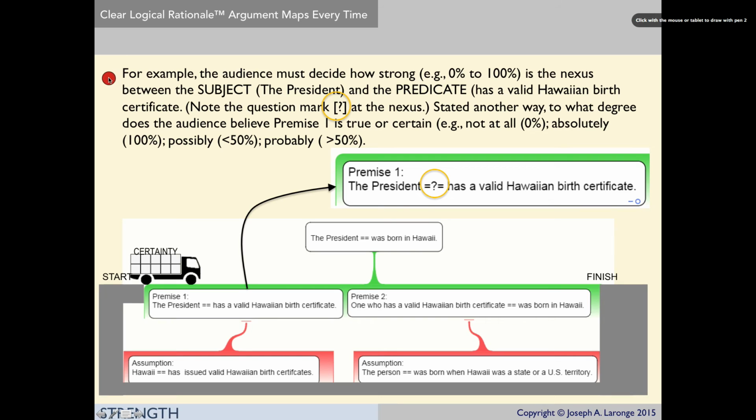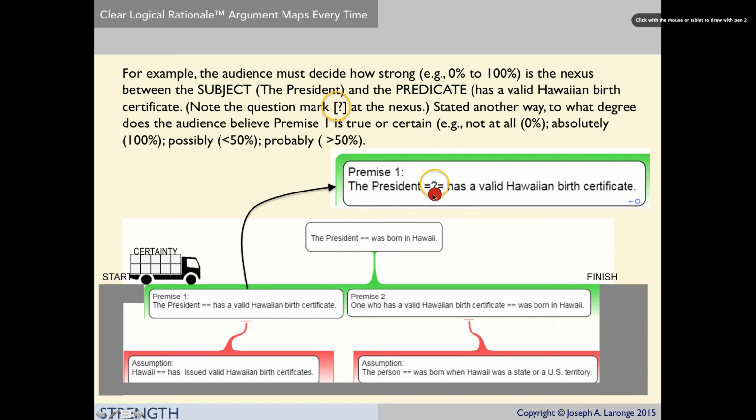For example, the audience might decide how strong, here you can use 0 to 100%, is the nexus between the subject, the president, and the predicate, has a Hawaiian birth certificate. So we're looking at premise 1, which I've blown up right here. And the audience is trying to assess, well, how strong do I think this connection is between the president and has a valid Hawaiian birth certificate? Stated another way, how believable is this sentence? Or how certain am I that the president belongs to the category, has a valid Hawaiian birth certificate?